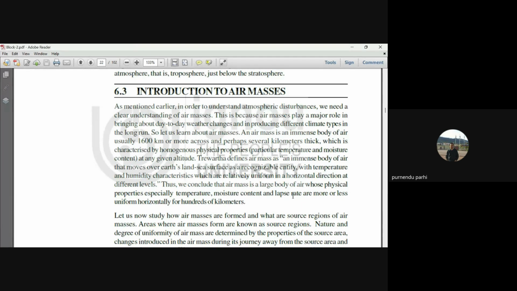An air mass is an immense body of air, usually 1600 km or more across and perhaps several kilometers thick, which is characterized by homogeneous physical properties, particularly temperature and moisture at any given altitude. We can conclude that an air mass is a large body of air whose physical properties, especially temperature, moisture content, and the lapse rate, are more or less uniform horizontally for hundreds of kilometers.